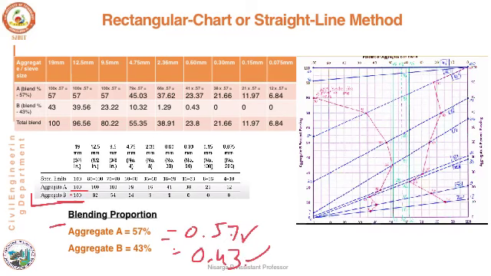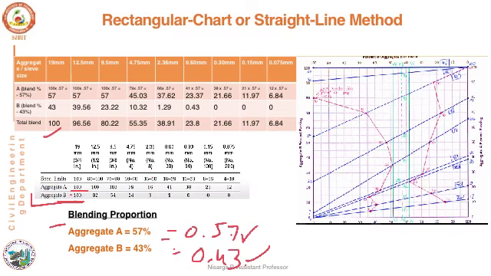So that is tabulated here in this tabular column. You can see here, to obtain the percentage blend, the percentage passing of aggregate A is multiplied with 0.57, and for B, the percentage passing is multiplied with 0.43. Then you have to calculate the total blend. The total blend is obtained by adding the percentage blend of aggregate A and the percentage blend of aggregate B. In the next and final step, we need to compare the total blend we have obtained with the specification limits.